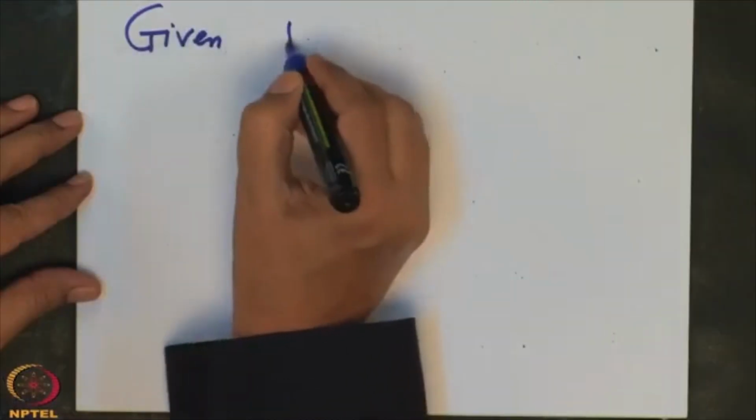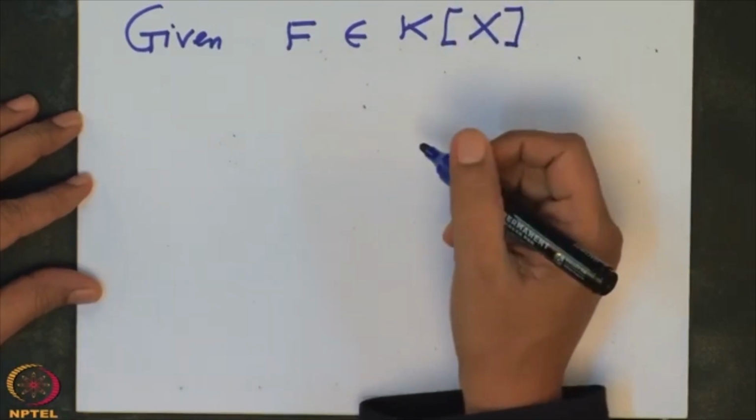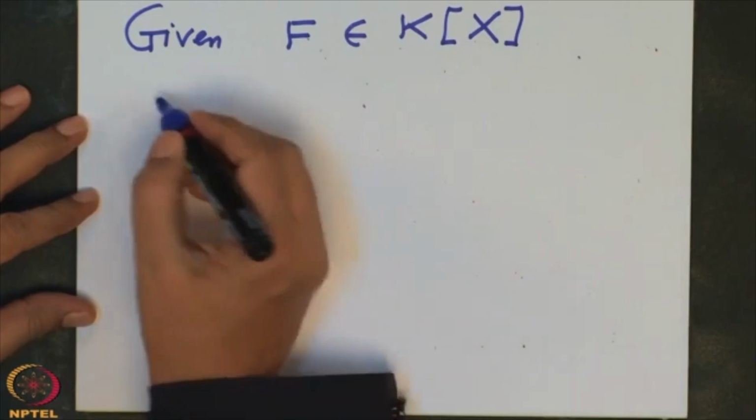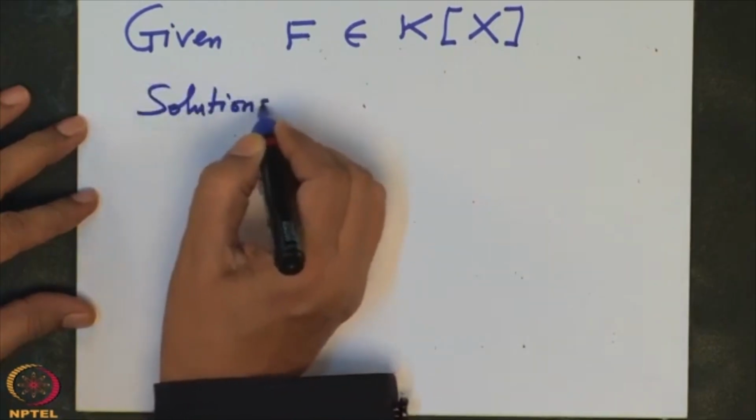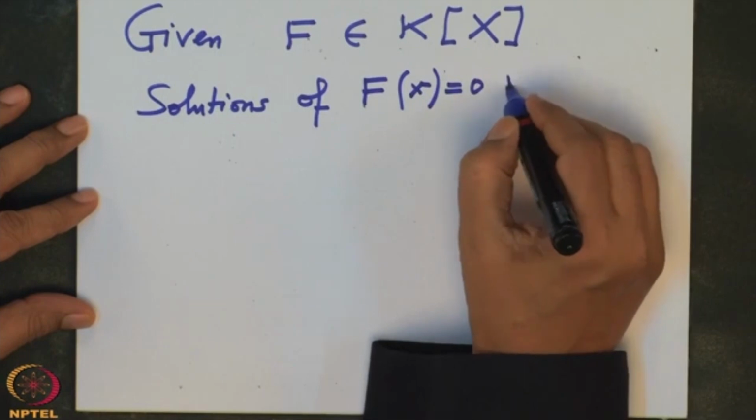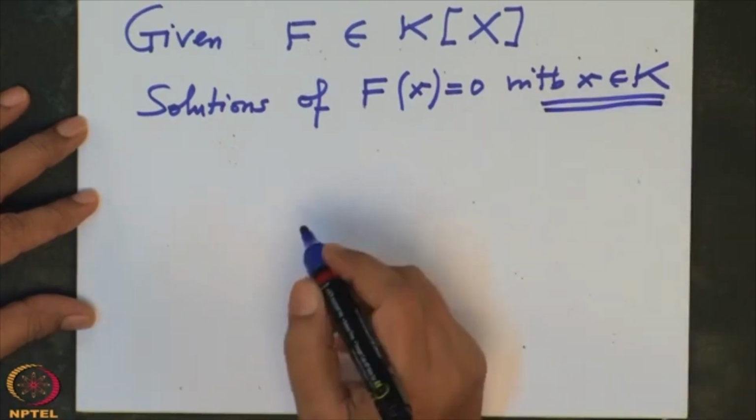You will see in a minute why I want to check this now. For example, let me remind you, our problem was: given a polynomial f with coefficients in a field, we are looking for the solutions of f of x equal to 0 with x in k. This is what we are looking for.